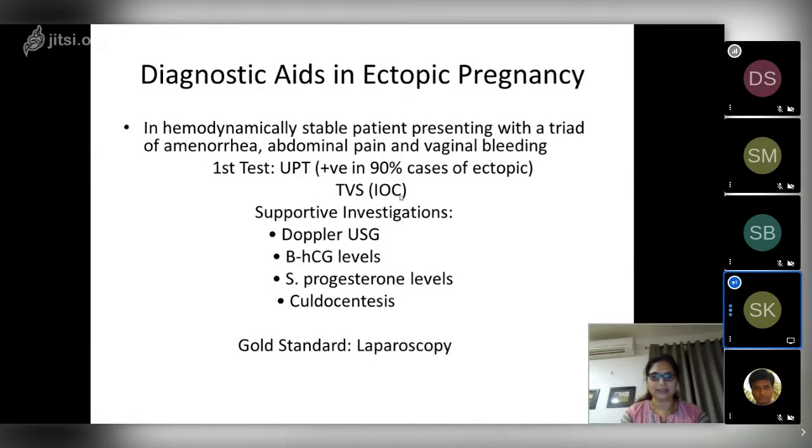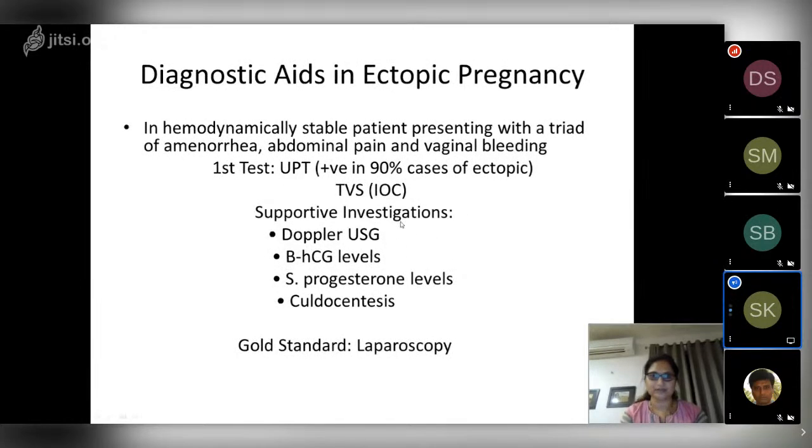Another important sign on TVS examination, apart from these important images, is tenderness. The probe tenderness is also a very important sign when you're doing a TVS, which will indicate the presence of ectopic pregnancy. So these are the two important tests.